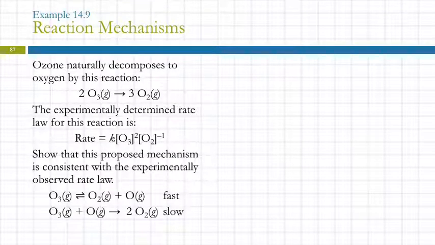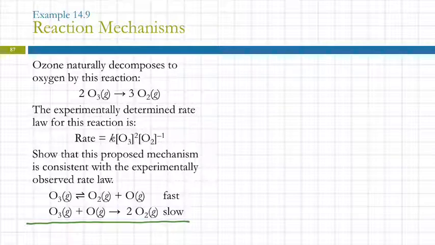Ozone naturally decomposes to oxygen by this reaction. The experimentally determined rate law for this reaction is given there. Show that this proposed mechanism is consistent with the experimentally observed rate law. Well, what's the first condition that needs to be met? The individual steps have to add up to what? The overall. So let's check that first.